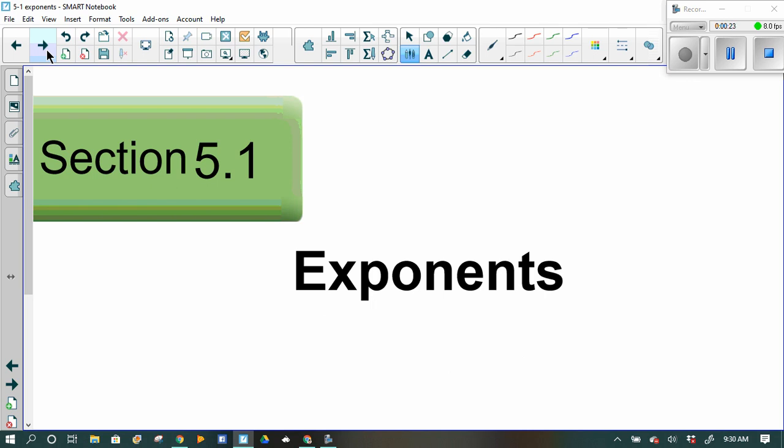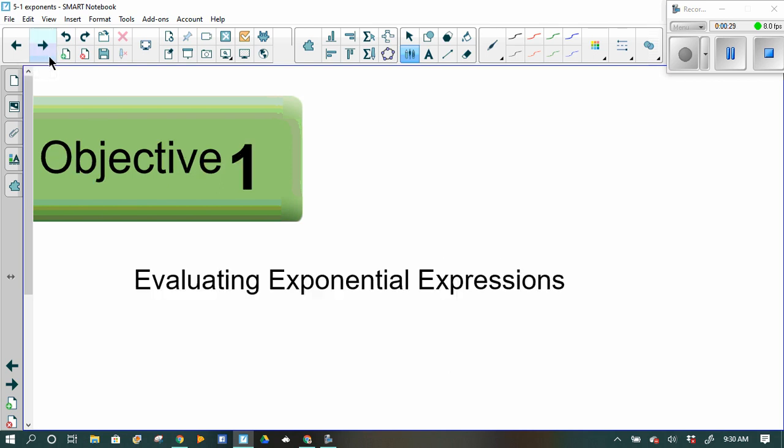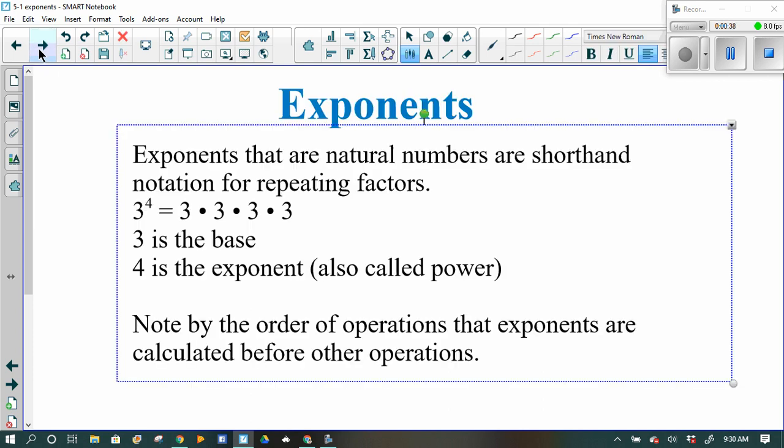Just understand one at a time. Okay, I'm going to show you all of them today. All right, so first we're going to talk about evaluating exponential expressions. We already did this earlier in the semester, so this part will be a review.